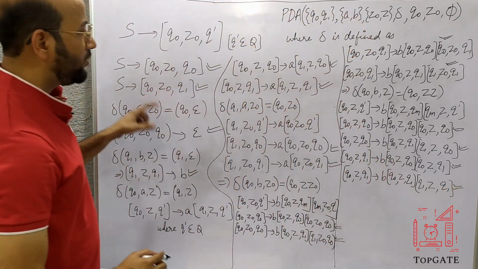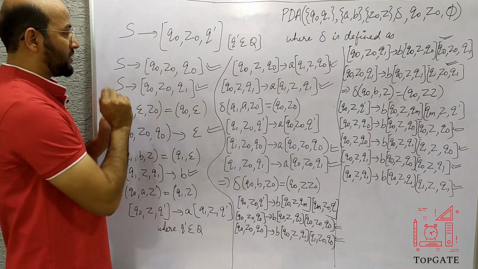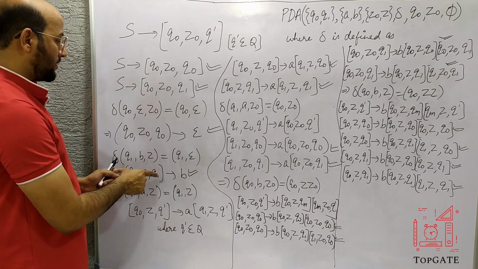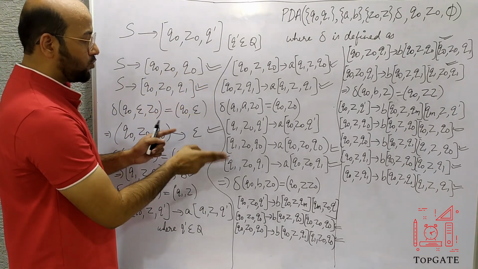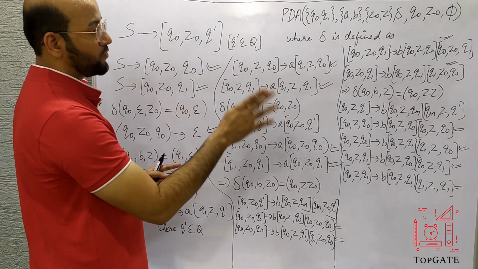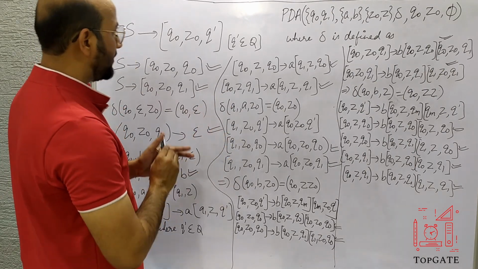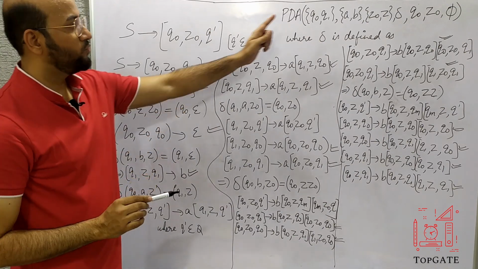So if you count, in total you have got 16 productions: 2 for the start symbol, then 1 for the pop, 1 again for another pop, then 2 for the bypass, again 2 for the next bypass, 4 for the one push and 4 for the next push. So in total we have got 16 productions, and this is your corresponding CFG for this PDA.